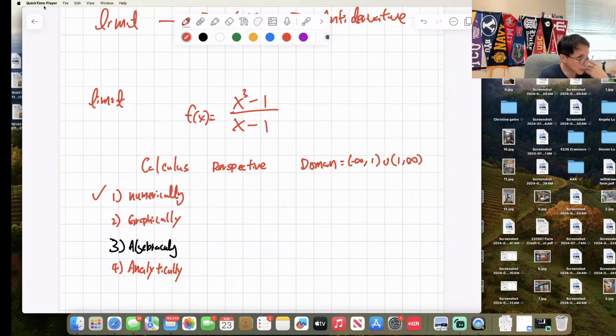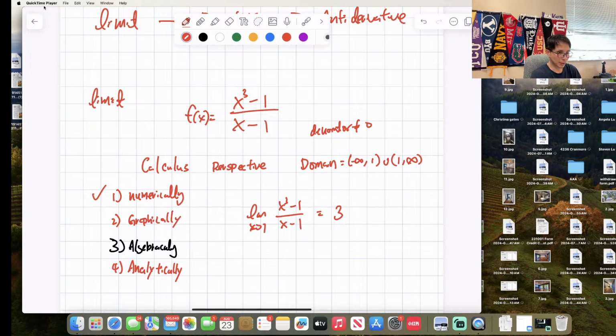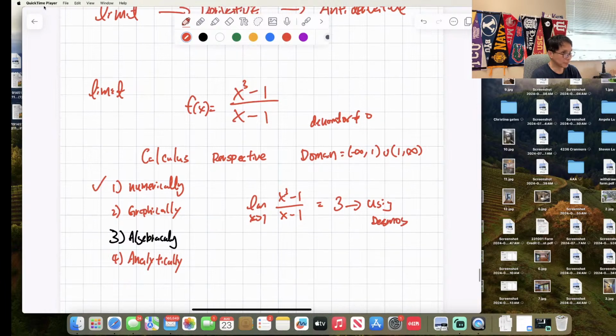Yep. So for the domain of a function, set the denominator equal to 0. The denominator cannot equal 0. So if the denominator is x minus 1, it cannot equal 0, so x cannot equal 1. So those are the things that we did. Right? So we know the limit as x approaches 1 of x cubed minus 1 over x minus 1, numerically, I'm going to get a 3. Numerically, so using decimals. Got it?